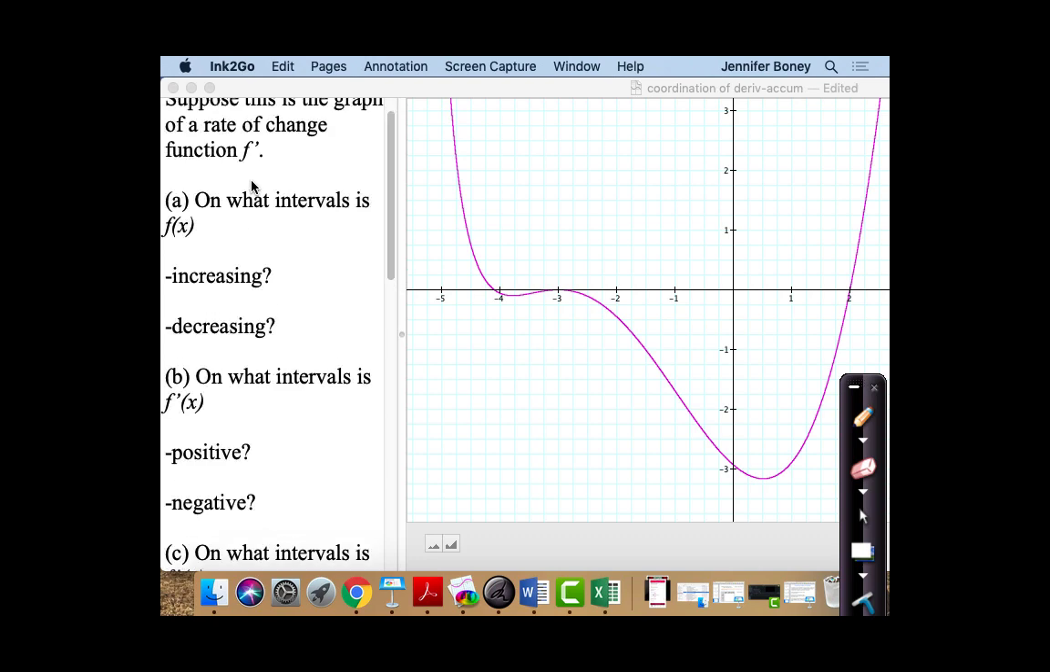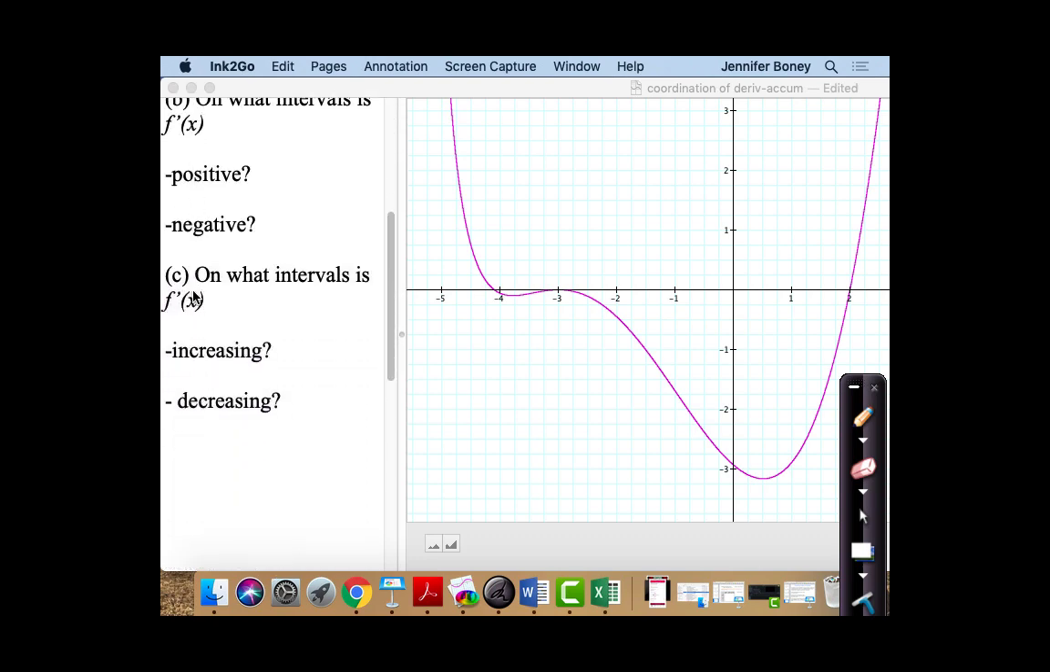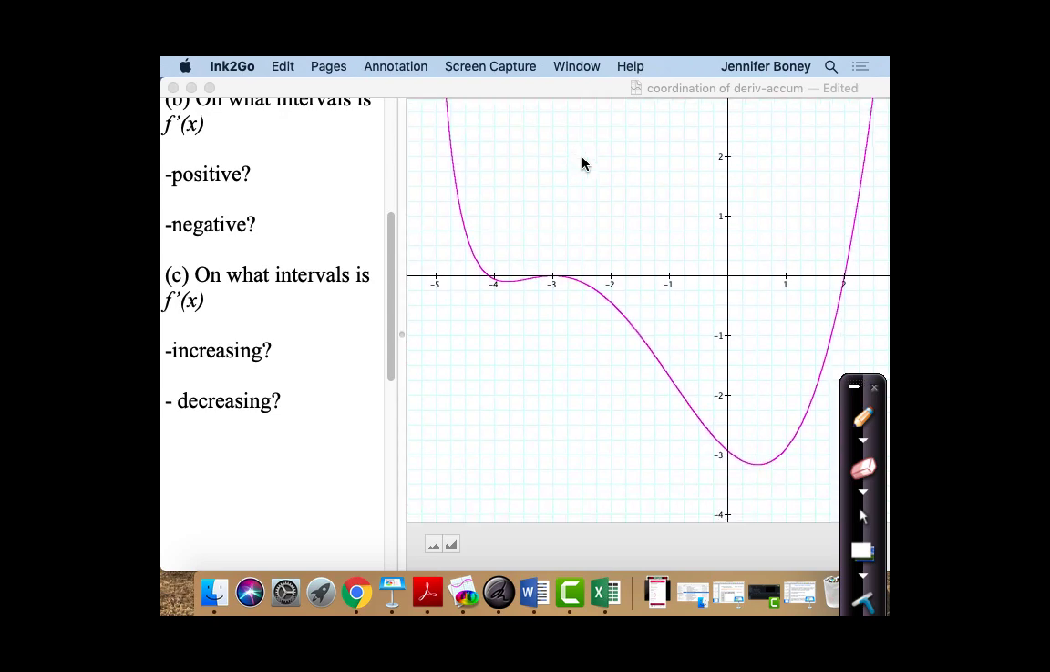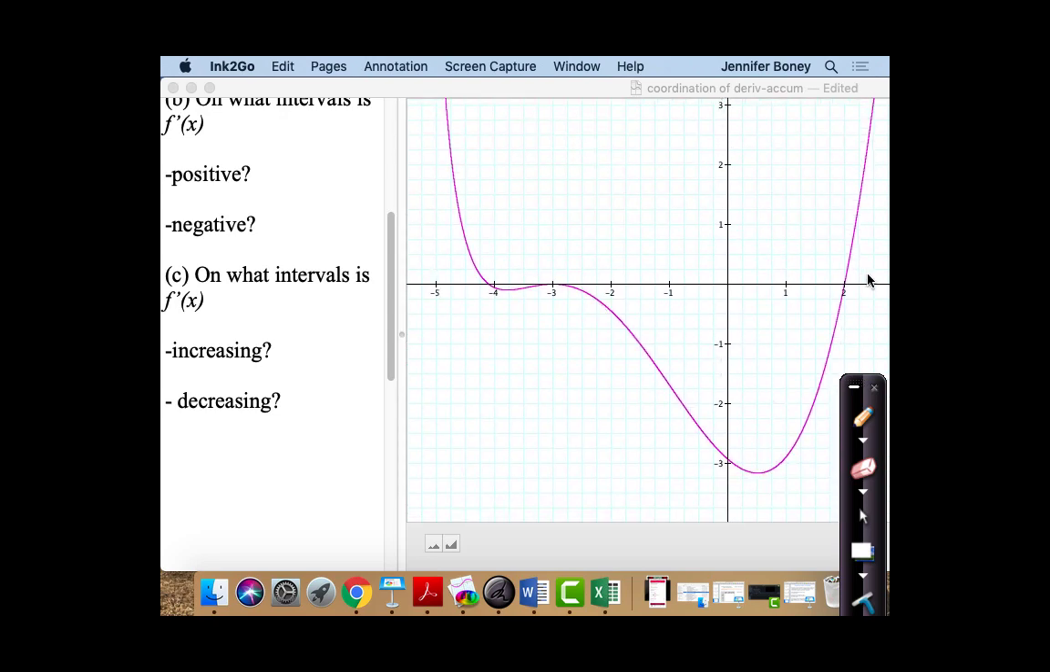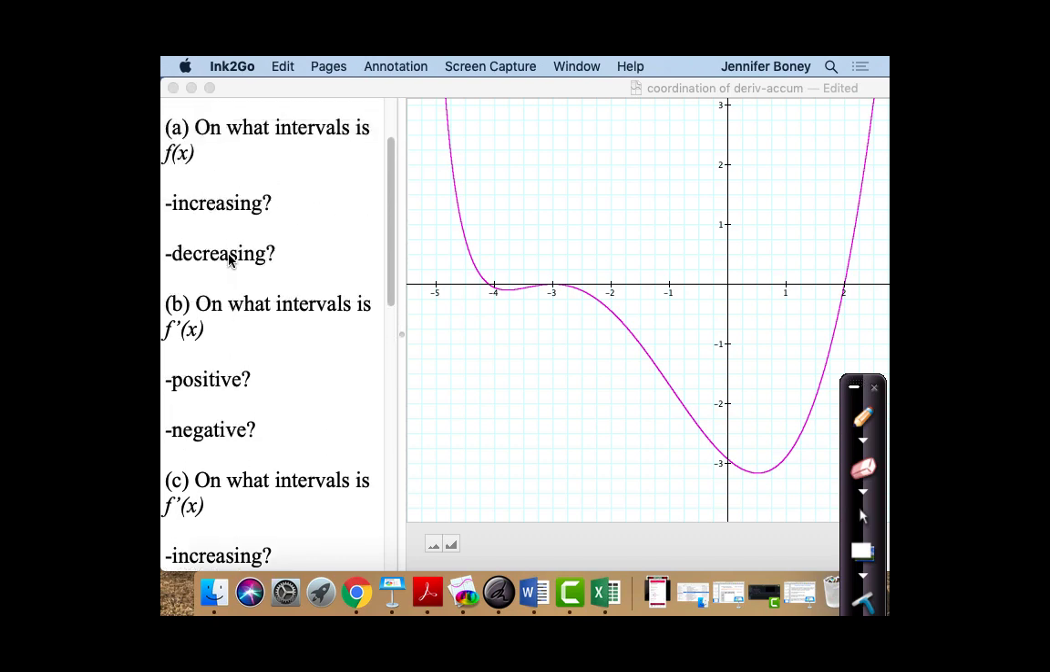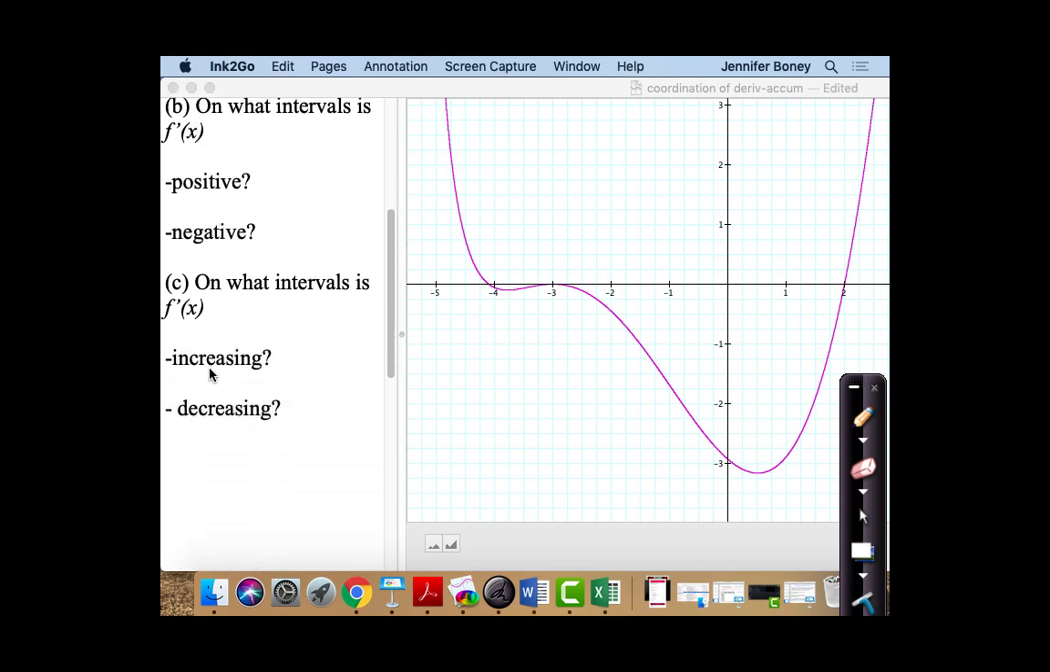We've got a graph of f prime. I want to know where f is increasing or decreasing. Question C wants to know where f prime is increasing or decreasing. So looking at where this graph of f prime is increasing or decreasing is looking at where this thing that we already have a picture of is going uphill or downhill. And that's not the same question as either of the previous two. A and B are really asking the same thing. f of x increasing is the same as f prime being positive. But neither of those are the same as f prime increasing or decreasing.